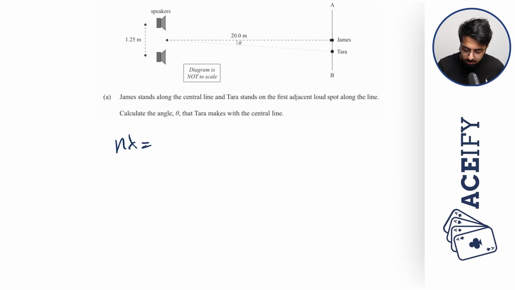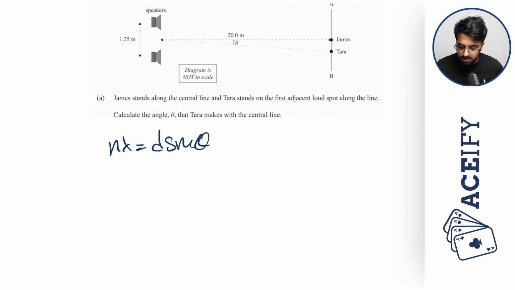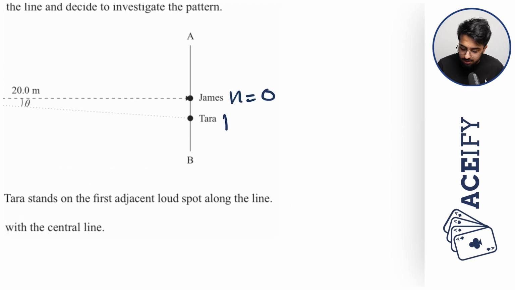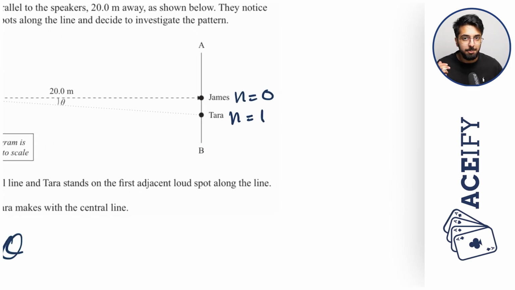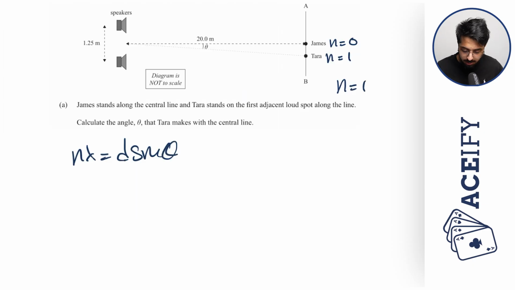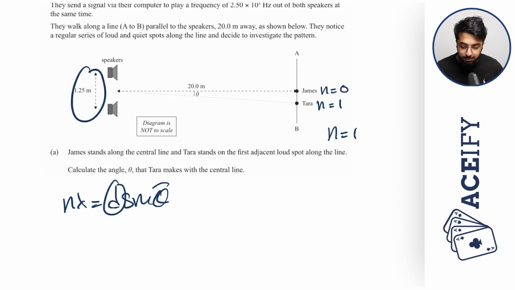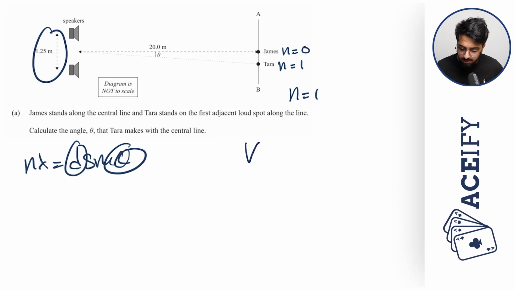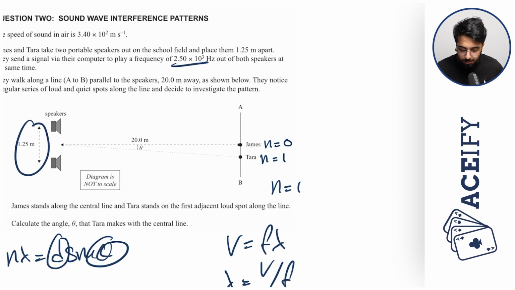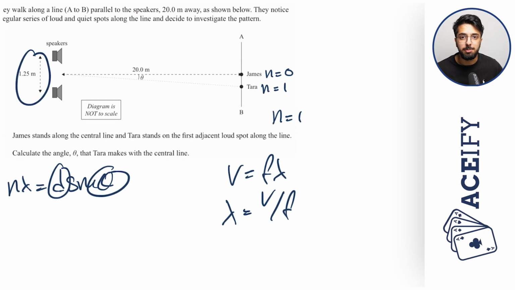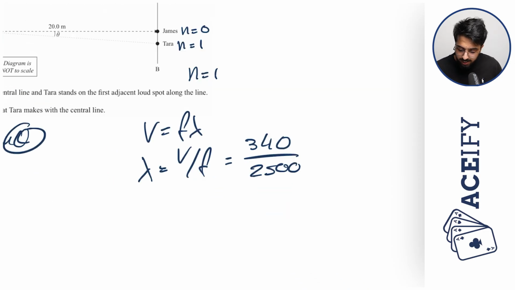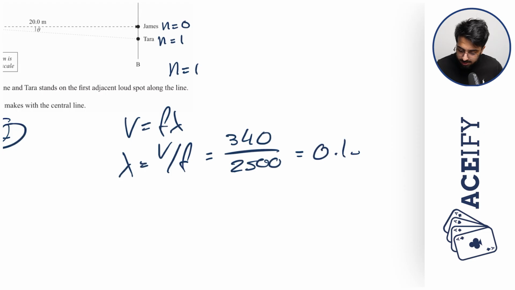So we know our nλ is equal to d sin θ. This is where n is equal to 0, and therefore this is where n is equal to 1. And so we're comparing the n equals 0 and n equals 1 antinodal lines, so we can set our n value to 1. We know our d value as that's given right here, and we're trying to find our θ value. However, we do not know our λ value. But what we do know is that v is equal to fλ, and therefore λ is equal to v over f. We are given the frequency, and we also know the speed of sound in air is 340 meters per second. And so we can simply plug in our numbers, and we get a wavelength of 0.136 meters.